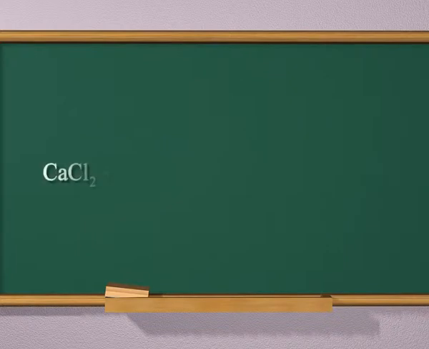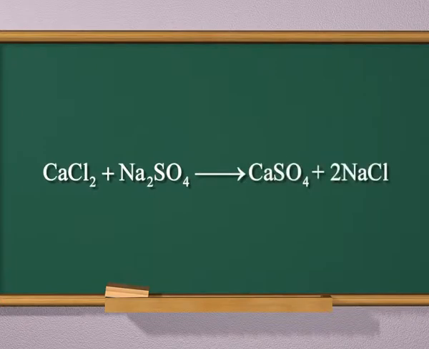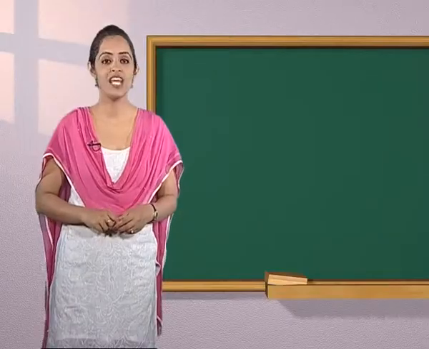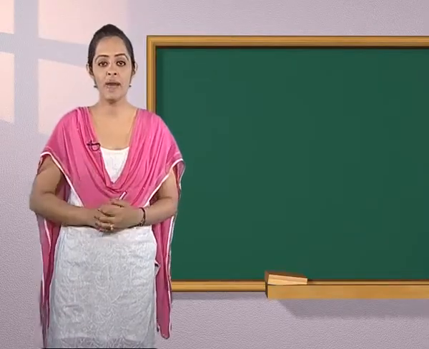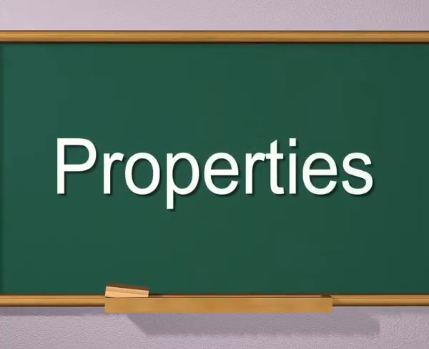It can also be formed by adding aqueous solution of sodium sulfate to a soluble calcium salt such as calcium chloride. Products formed will be calcium sulfate and sodium chloride. Children, we will now learn about its properties.